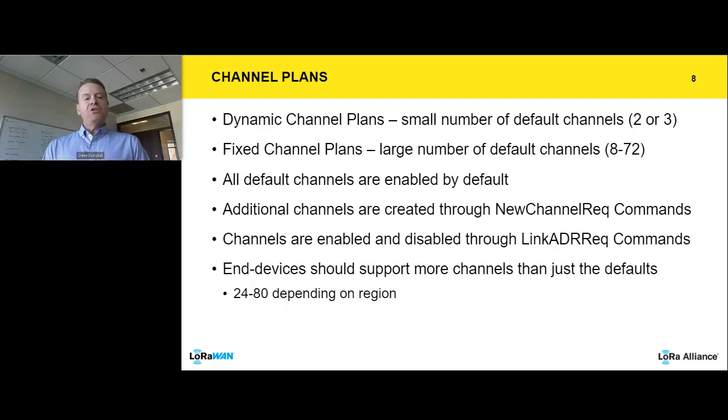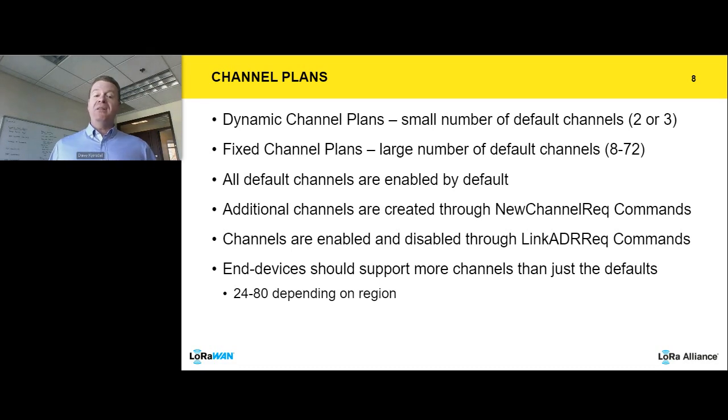Next, we're going to talk about channel plans. There can be a lot of confusion on this topic. Fundamentally, there are two different kinds of channel plans that we've defined in the regional parameters document, and all of the dozen or so plans that we have fall into one of these two categories today. Dynamic channel plans are identified by a small number of default channels, two or three default channels, over which the end device will join the network, and which, in the absence of a CF list, also describe the initial channels that it will be using.